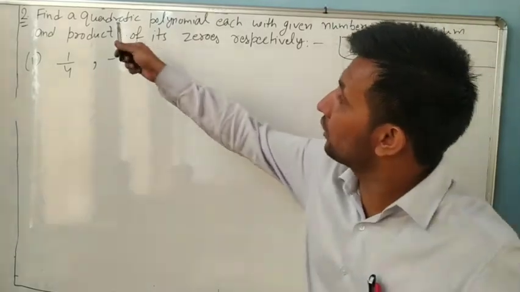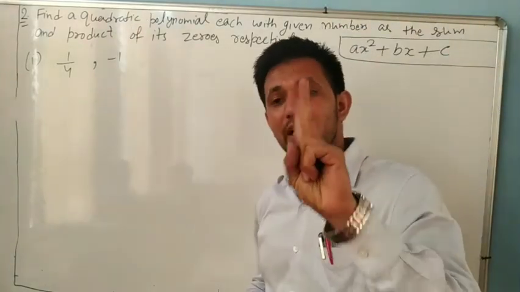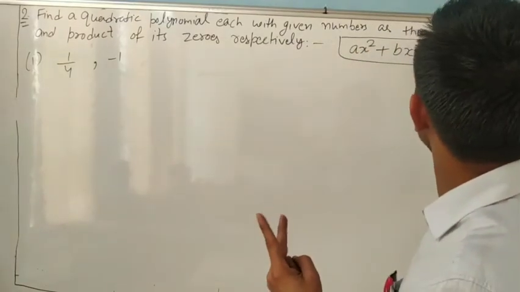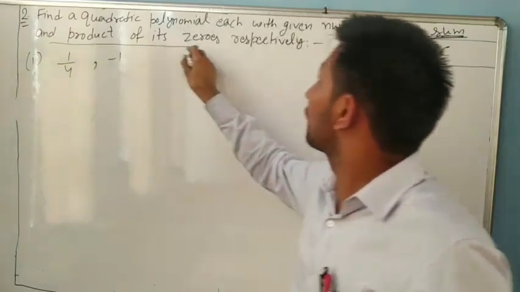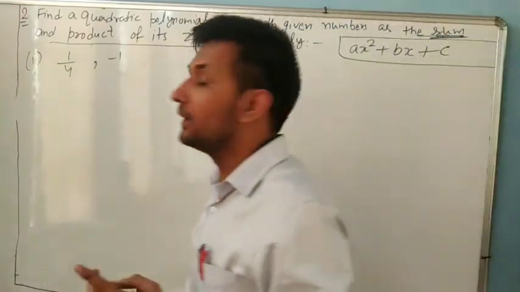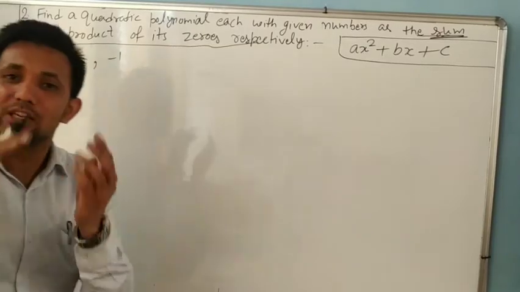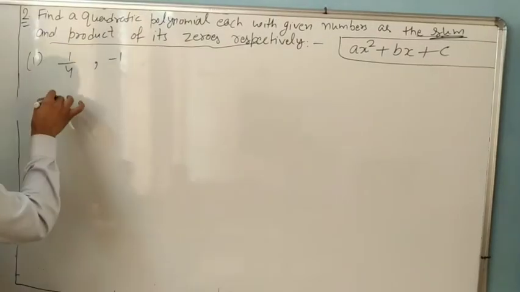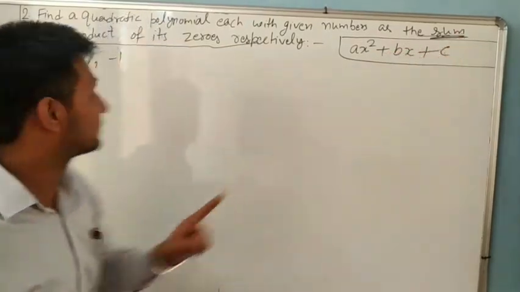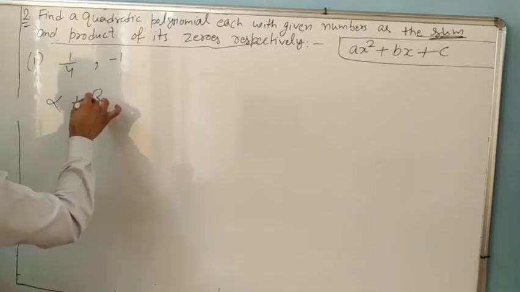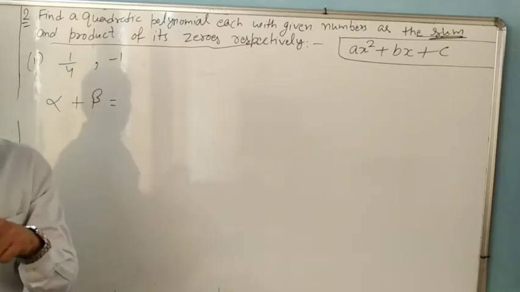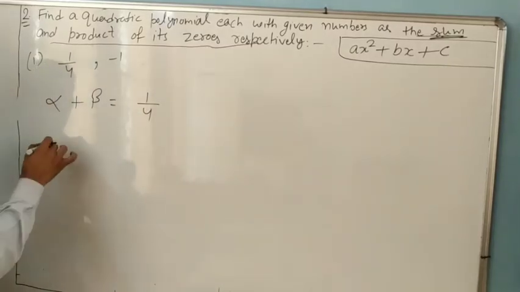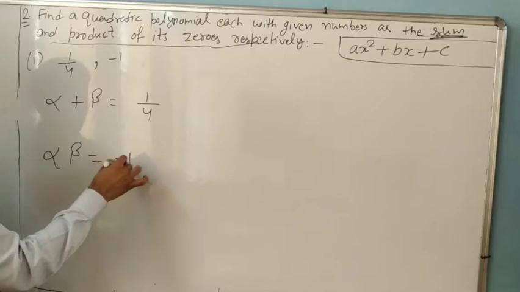Look, we want to find a quadratic polynomial. Every quadratic polynomial has 2 zeros. So the sum and the product of the 2 zeros are given. The sum, first, is alpha plus beta, because the 2 zeros are always alpha and beta. Alpha plus beta is 1 upon 4. Next, alpha into beta equals minus 1.